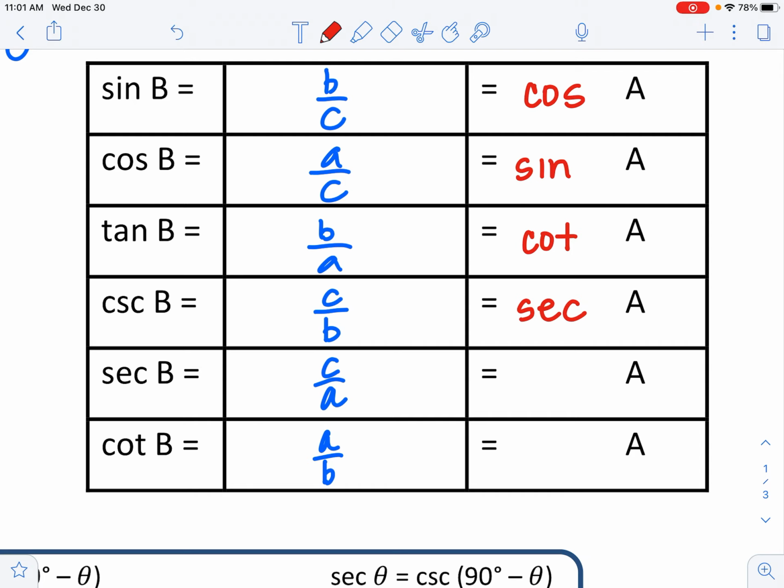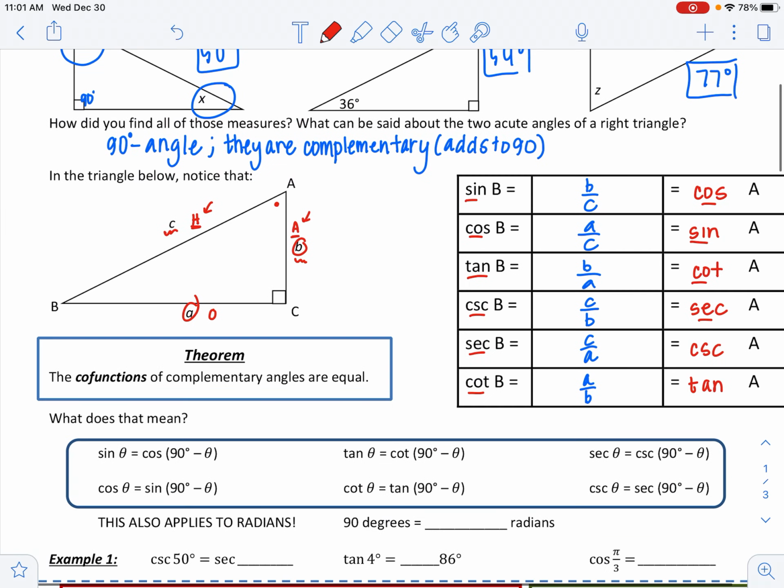And people look for a pattern. And they're like, okay, this is sine, cosine, cosine, sine. Tangent, cotangent, cosecant, secant. Secant, this has got to be cosecant. Cotangent, this has got to be tangent. And that is going to end up being correct. Okay? All right, let me erase this off the triangle.